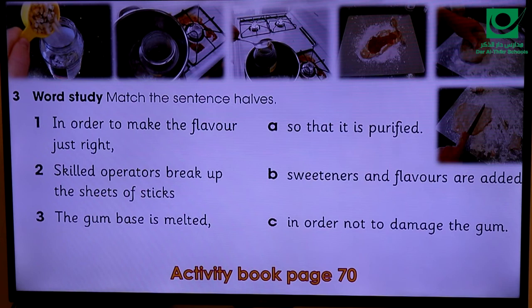Word study. Match the sentence halves. This is another type of question that will teach you grammar without the normal ways you got used to. In order to make the flavor, just write what? Yes, sweeteners and flavors are added. Skilled operators break up the sheets of sticks. Why? Yeah, in order not to damage the gum. And the gum base is melted so that it is purified. So again, if you look here, so that is followed by it is, and in order not to is followed by damage. Okay, let's go ahead to your Activity Book, page 71.